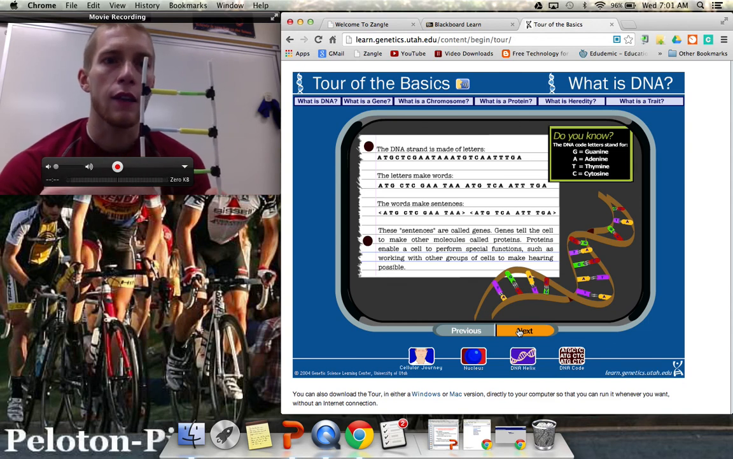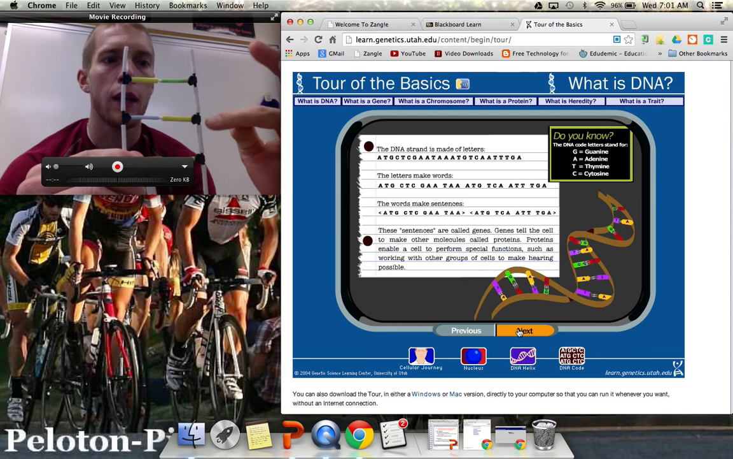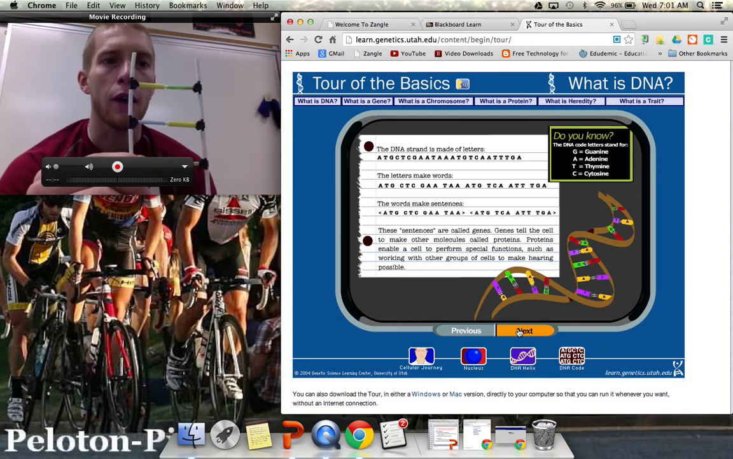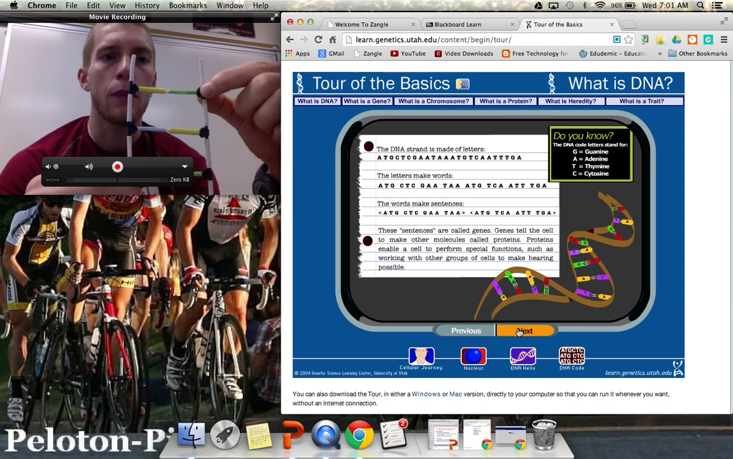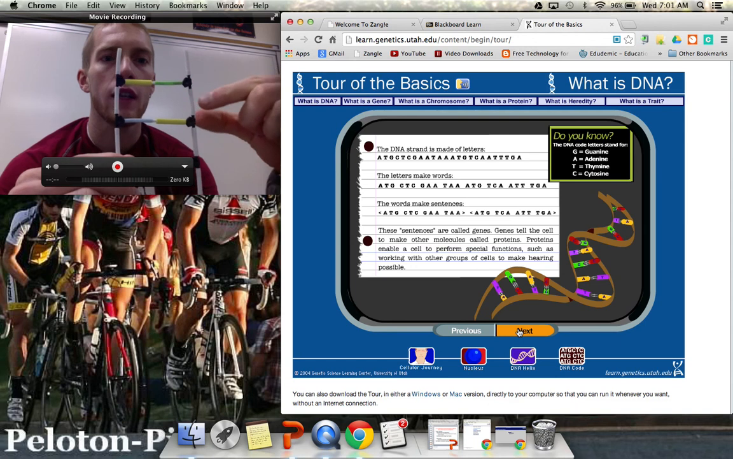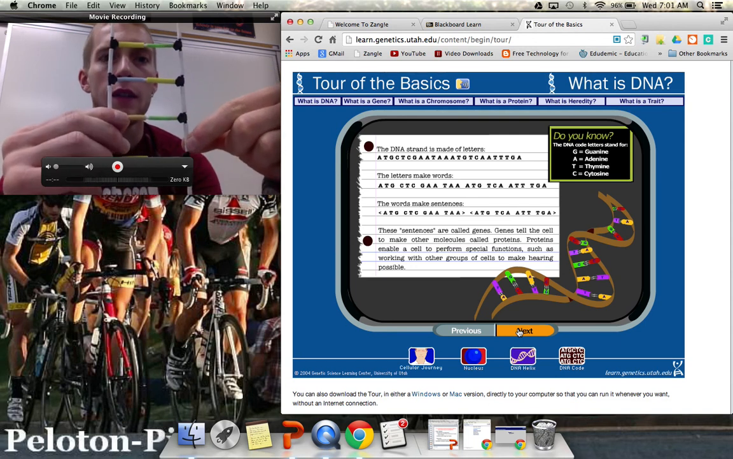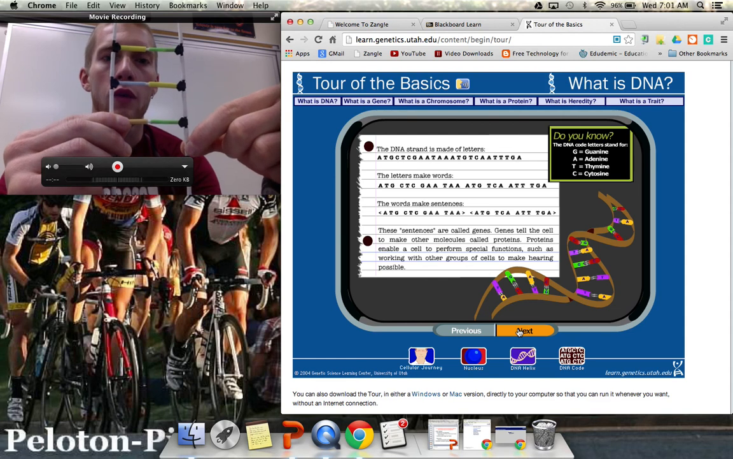As you can see, it has many different parts. Over here we have this white, black, white, black, white, black pattern. We call this our backbone. We call it the sugar and phosphate backbone. The black part represents a sugar, and the white part represents a phosphate. So we go sugar, phosphate, sugar, phosphate, sugar, phosphate, and it's going to be the same all the way through.